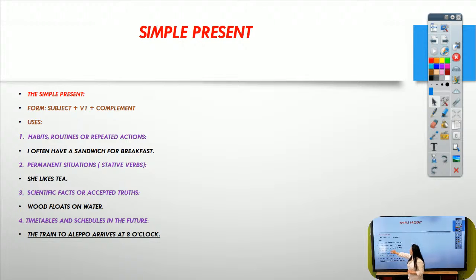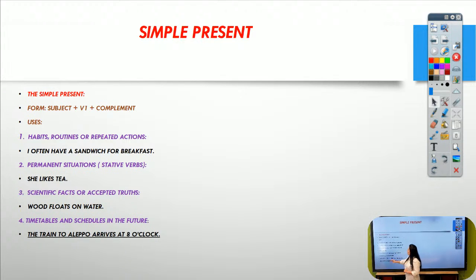Number two, permanent situations or stative verbs. Stative verbs are verbs that don't express activity, and they don't come in the progressive tenses. Like, she likes tea. She likes tea. I don't say she is liking tea, so I put it in the simple present.